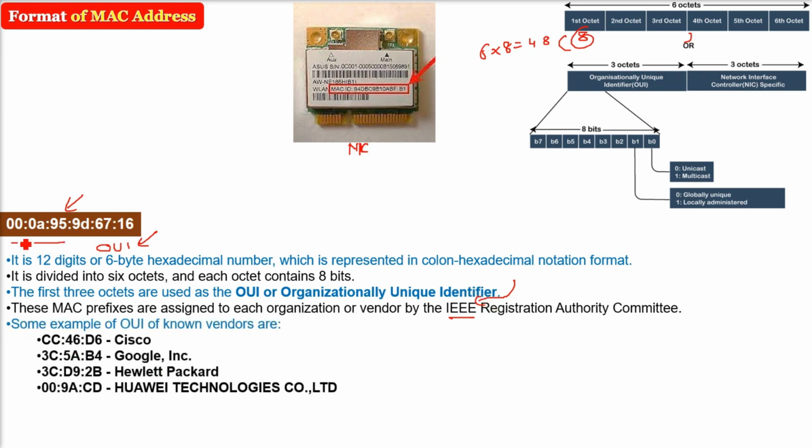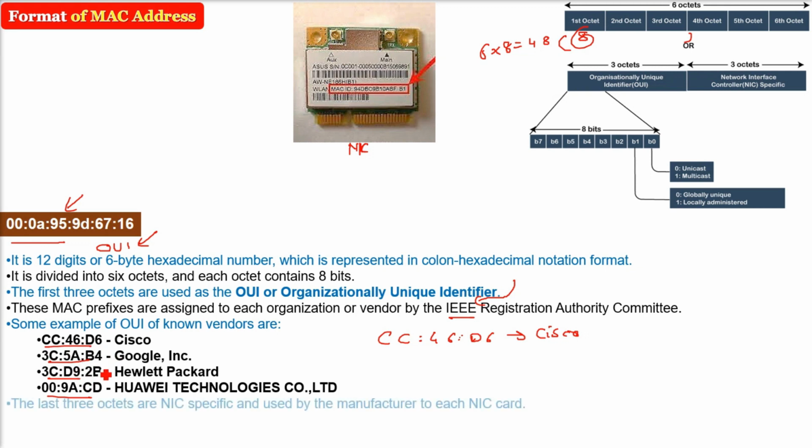Alright? IEEE. So for this first 3, there are certain known vendors. I can just highlight them. Cisco, it can be Google, it can be HP, Hewlett Packard, Huawei Technologies. So the first 3 can be identified by a specific vendor. The first 3 octets will signify that. So as I already told you, it can be colon, it can be dot, it can be hyphen.